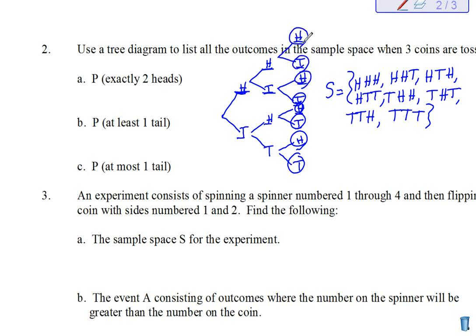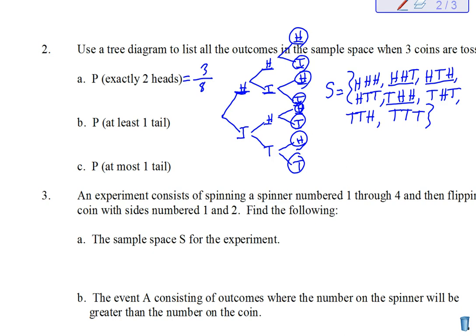All right, now I can answer these questions because I can look at that sample space and see all of the possibilities. So first part, A, I want exactly 2 heads. So when I go over here, this has exactly 2 heads, this has exactly 2 heads, this has exactly 2 heads. So when I ask what's the probability that I could get exactly 2 heads, that occurs 3 times out of 8 times. Next one, I want at least 1 tail.